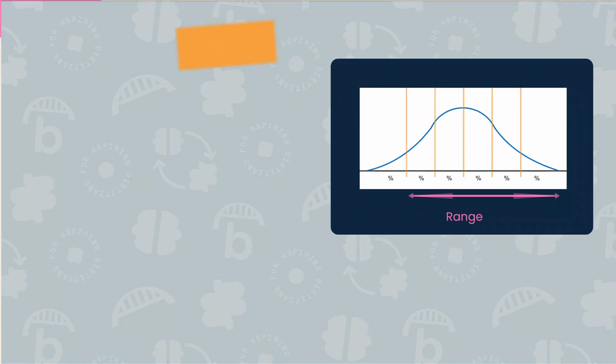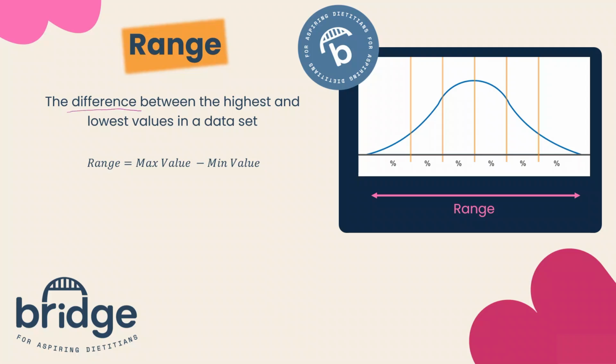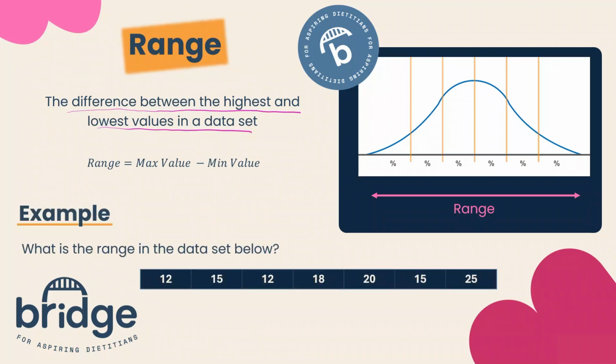Range is one of the simplest ways we can describe variability in the data set, because it tells us how spread out the values are by showing the difference between the maximum value and the minimum value in a data set. To calculate the range, you just subtract the smallest number from the largest. So in this data set right here, 12, 15, 12, 18, 20, 15, and 25, the range is the difference between the biggest number, 25, and the smallest number, 12. So the range in this case would be 13. This means there's a 13-unit spread between the lowest and highest values.